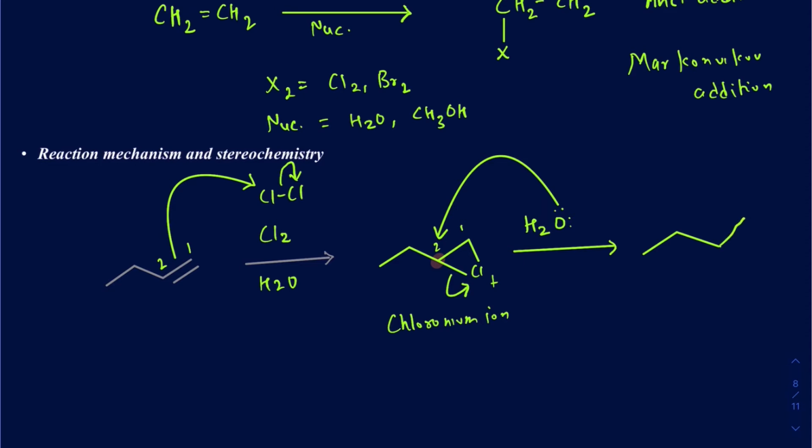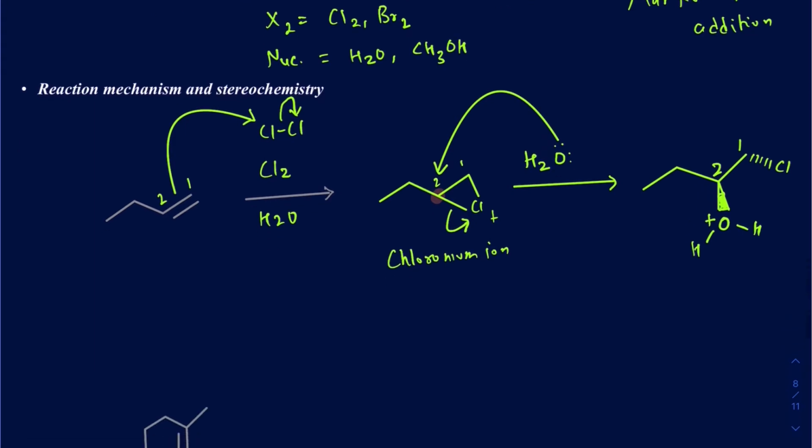Now, you really have to worry about these two groups being anti to one another if they are both chiral, but if they are not chiral, then you don't really have to worry about it. But obviously, your second carbon is indeed chiral, so I want to make that water come out of the page, and in that case, the chlorine on carbon number one would be going back into the page.